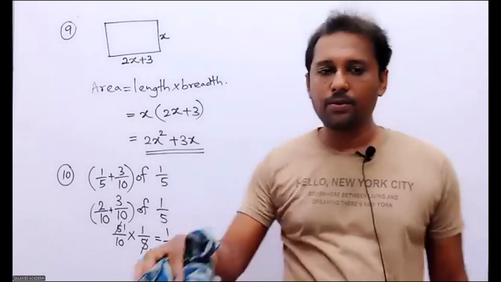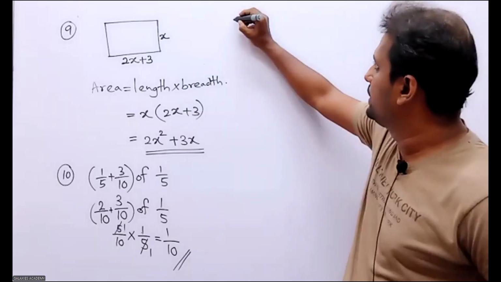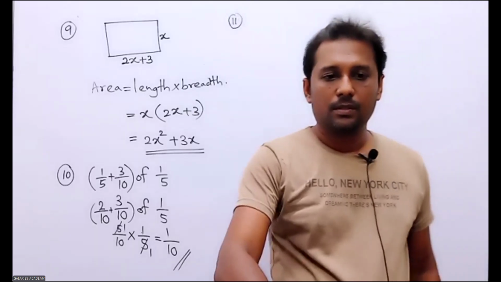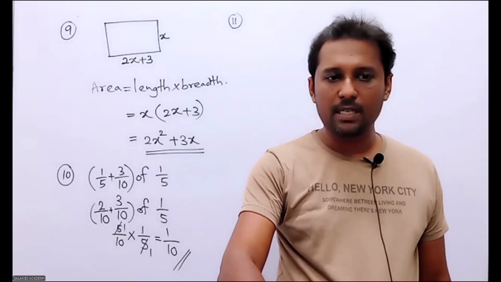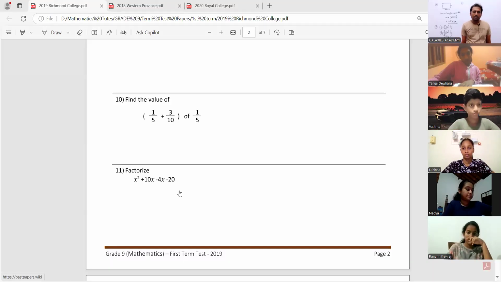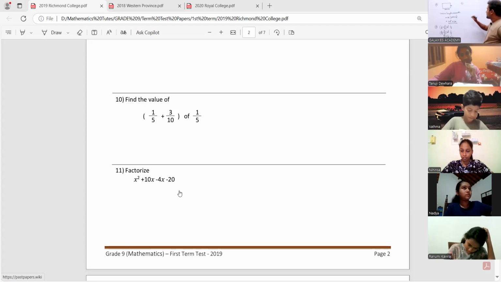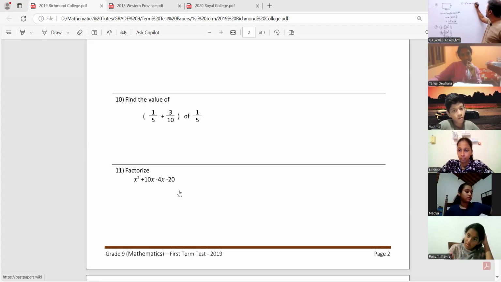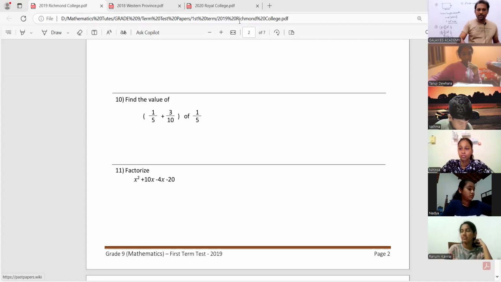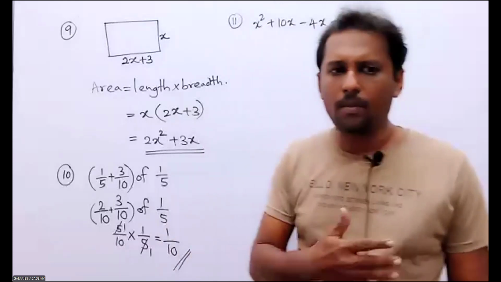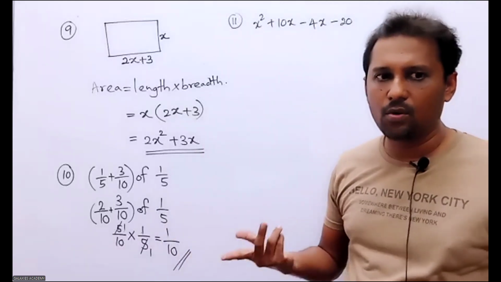Right. Then let's go to number 11. Question number 11. Now, half of the questions of the first part I discussed, we already discussed. Look at the 11th one. The expression given, you have to factorize it. What is the expression given? x squared plus 10x minus 4x minus 20. There are 4 terms given. First you check, is there a common factor for all 4 terms? There are no common factors.